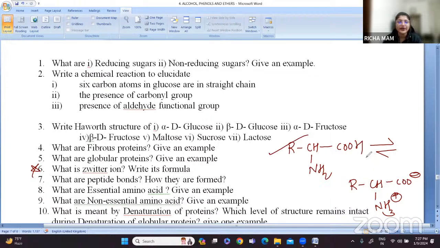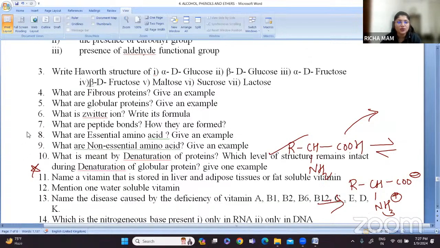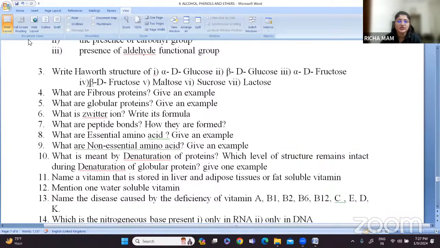But the Zwitter ion, that is when you add it in water, in aqueous solution, it will form a dipolar ion. So this is the formula. So what is Zwitter ion? In aqueous solution, the amino acid exists as a dipolar ion, then it is called a Zwitter ion. Is it clear, students? Please note this down. Very important questions.